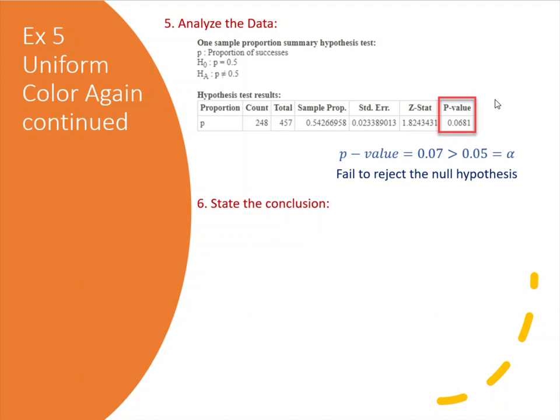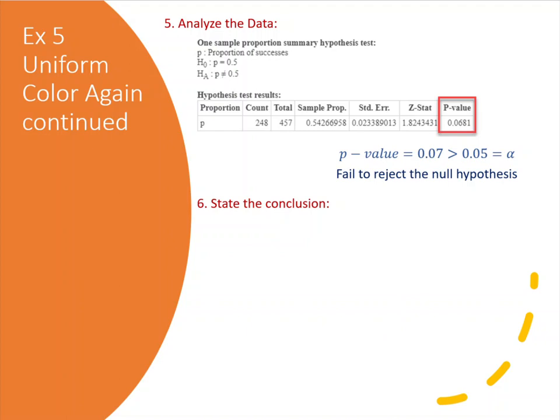So our p-value, which is 0.06 or 0.07, the probability of getting our sample of 54% red winners, is greater than our alpha of 0.05. So because the p-value is greater than alpha, we fail to reject the null hypothesis. If I fail to reject the null, I'm keeping the null.